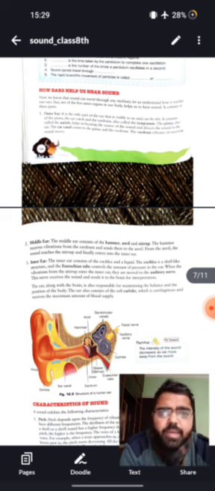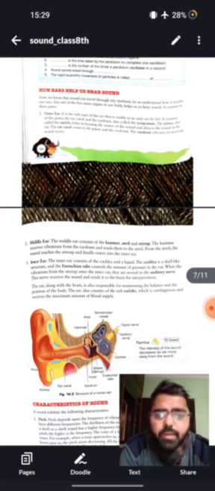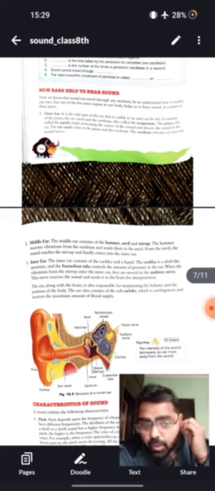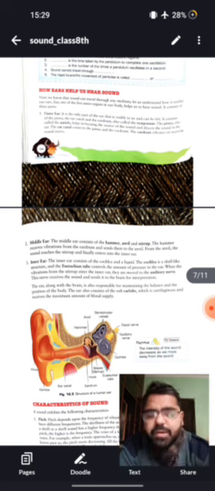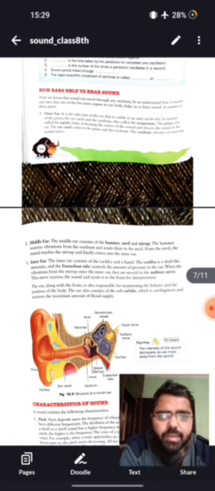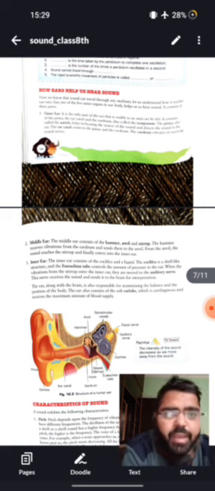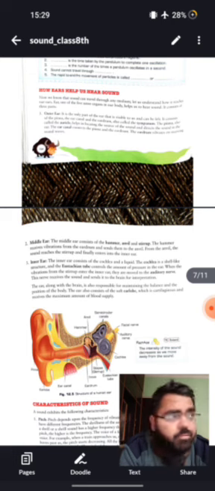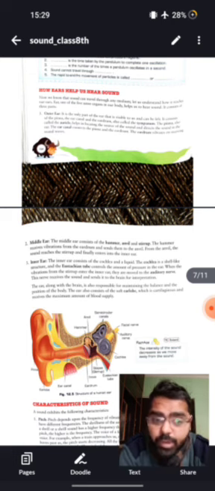The outer ear basically consists of the eardrum. In Hindi we use the word kaan ka parda, right? Then a long canal you can see, and this pinna. From the pinna we have a long canal, and the final structure that you can see from outside is the eardrum. So these are the three parts present in the outer ear. Then in the middle ear we have three bones: hammer, anvil and stirrup, the stirrup being the smallest bone in our body.